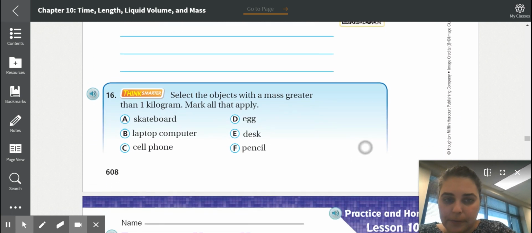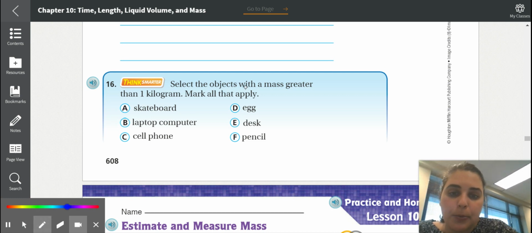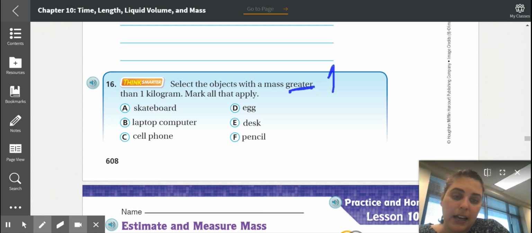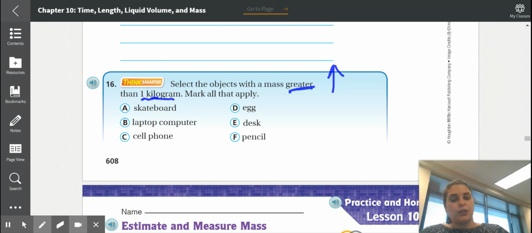Let's skip down here. It's number 16. Select the objects with a mass greater than 1 kilogram. Okay, greater, that means heavier, greater than 1 kilogram. Mark all that apply. So, what does it mean when it says mark all that apply? You should know that it means that there's more than one answer.